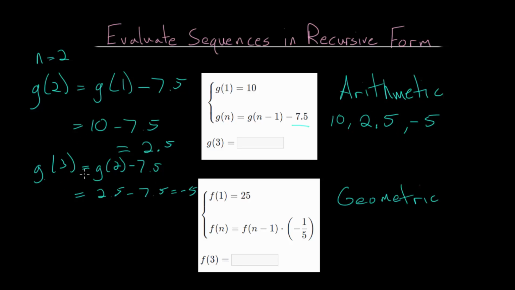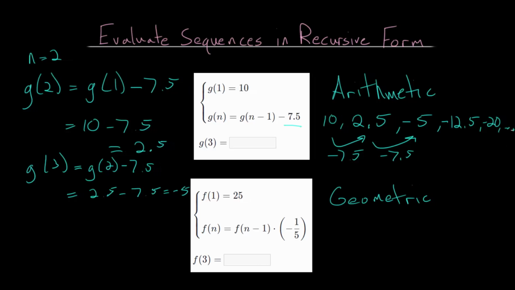You could repeat this. You can go to g of 4 next, g of 5, and so on, or just recognize that going from one term to the next, we're just subtracting that common difference of 7.5. So if we continued this, the next one would be minus 12.5. Then we do it again, we get to minus 20, and it goes on and on forever. This is infinitely long. So g of 3 here is just this minus 5, so we can put that into our box.